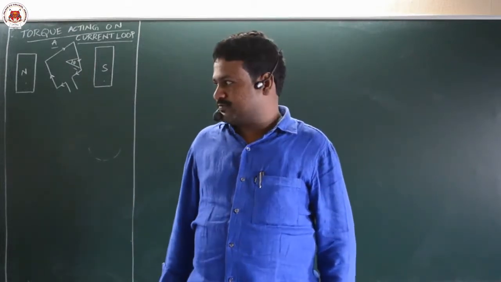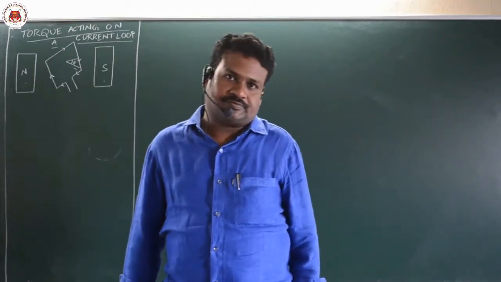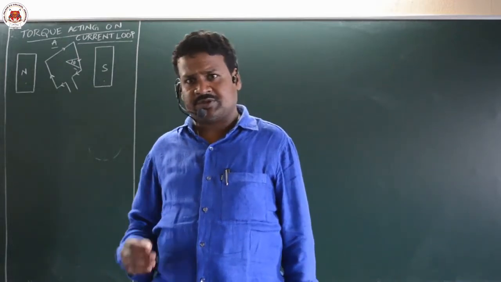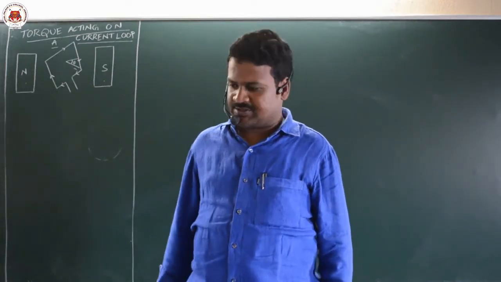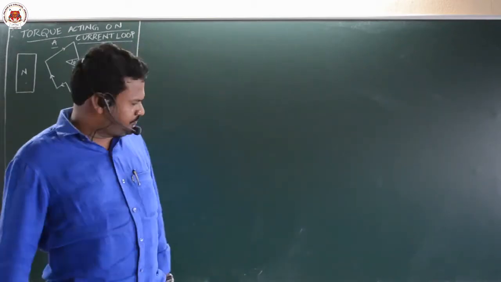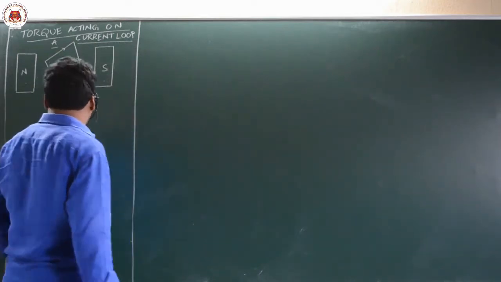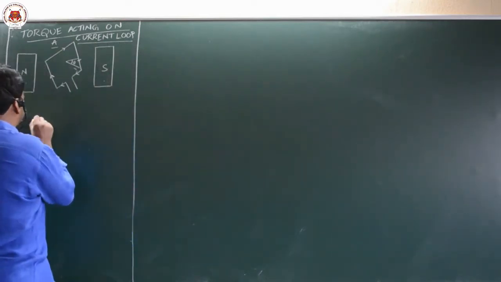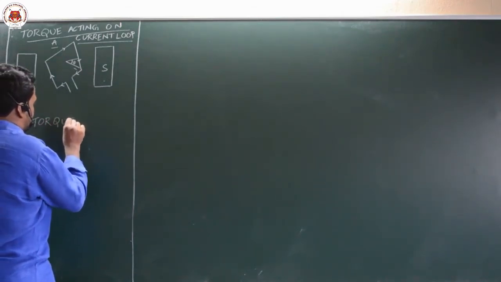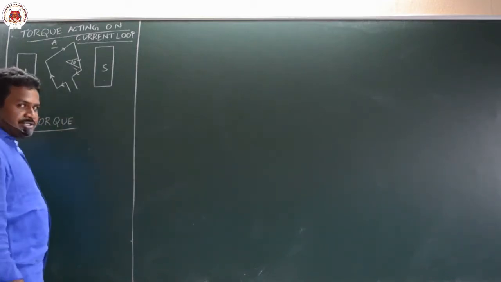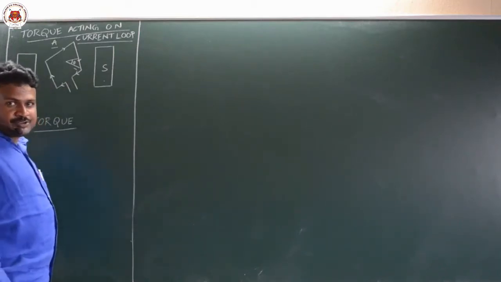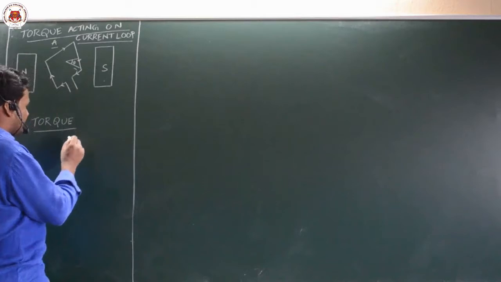In the last video, I explained about the force between two parallel wires. Continuing from that, the next topic is torque acting on a current loop. Already in your first year PUC, you know what torque is. You can refer back to your first year or see our video on rotational motion. For crash course students, in that video I explained what torque is.